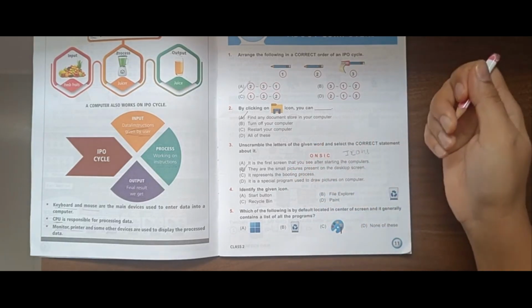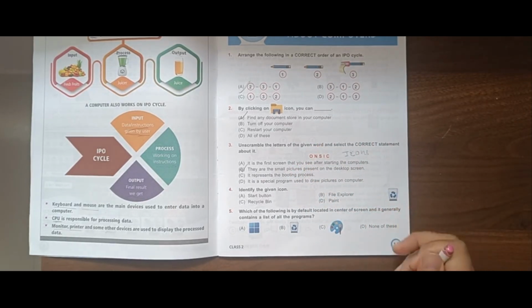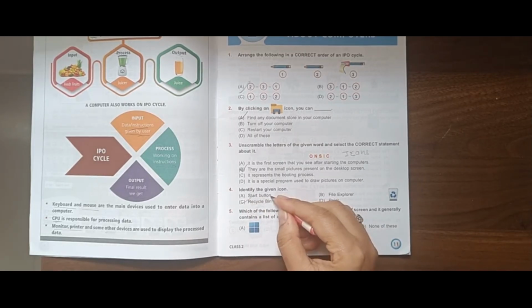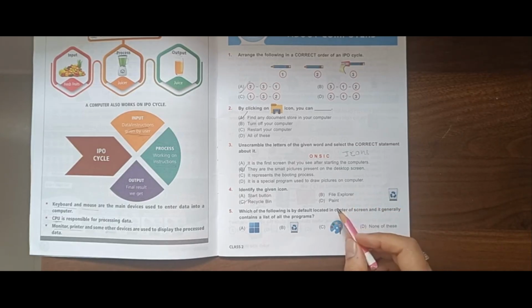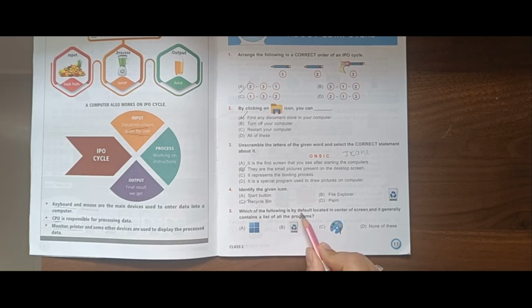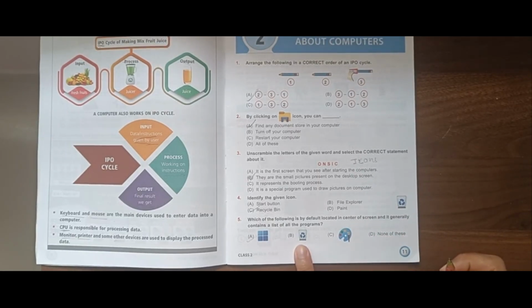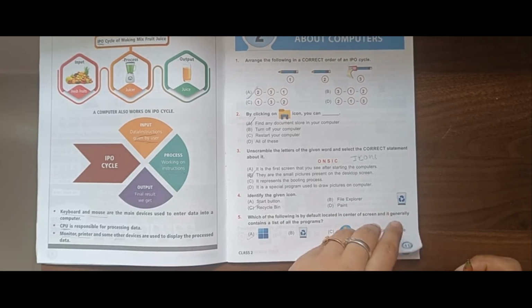Identify the given icon. This is the recycle bin where we put garbage. So the answer is C. This is not the start button, not File Explorer, not Paint. The Paint icon is this. Which of the following is by default located in the center of the screen and generally contains a list of all the programs? The Windows icon has the list of all programs in the center of the screen. This is the recycle bin icon. This is the Paint icon.